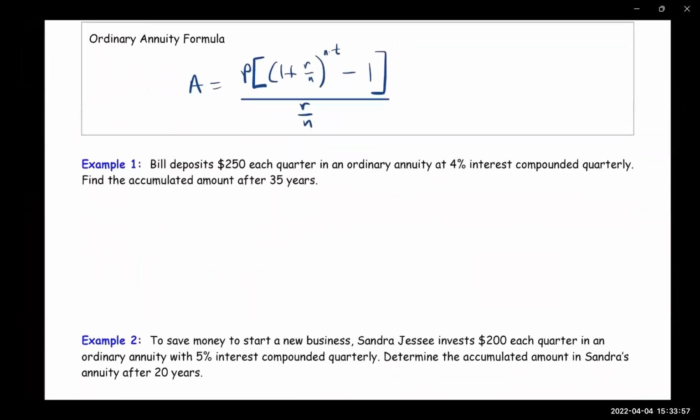But let's see if we can plug this into our problem. So example 1, it says Bill deposits $250 each quarter in an ordinary annuity at 4% interest compounded quarterly. Find the accumulated amount after 35 years. So let's just write what everything is. P is 250. R is 0.04.